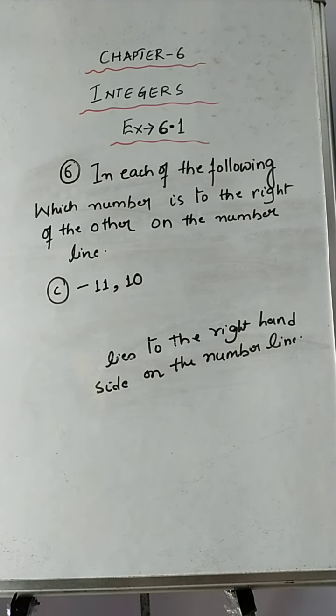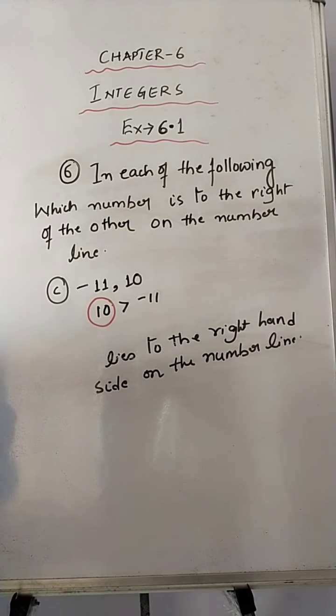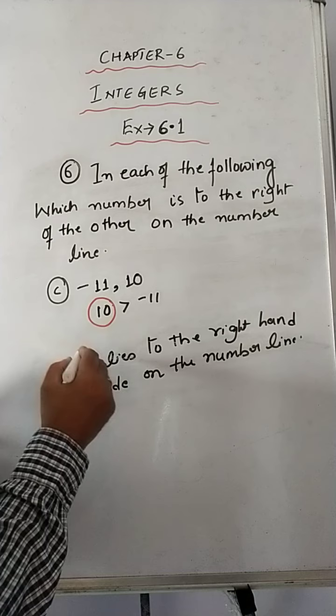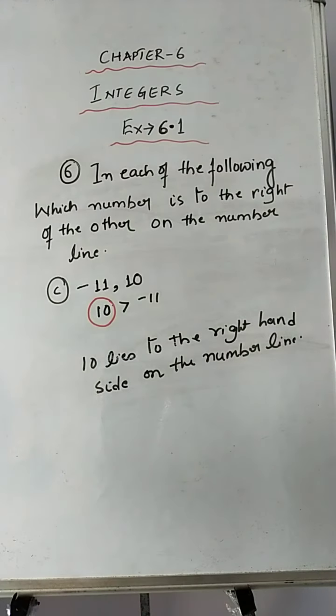So what we will write? 10 is greater than -11. Fine. So what I said, always the greater integer will lie to the right hand side on the number line. So this time 10 is the greater integer here. So we'll say that 10 lies to the right hand side on the number line.